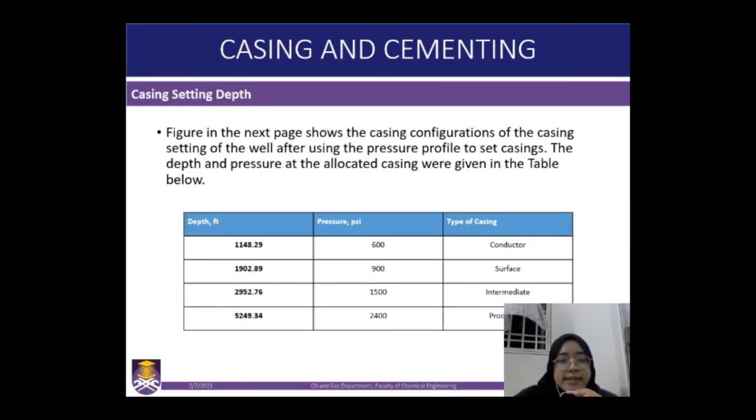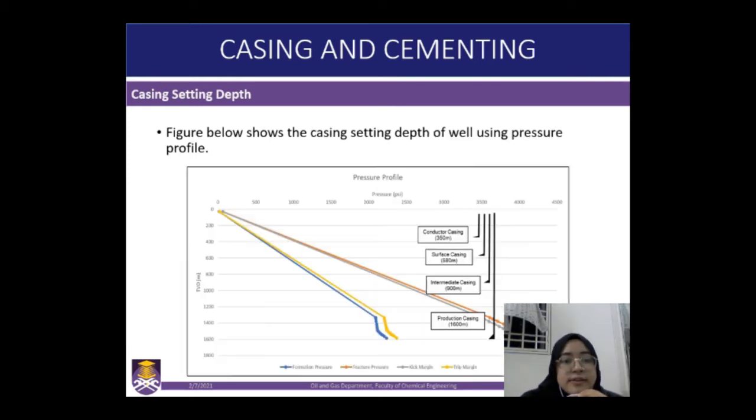From here, we can see that the table shown is actually the depth and pressure at the allocated casing that has been given. From the figure on the next page, it shows the casing configurations of the casing setting of the well after using the pressure profile to set the casings. The figure below shows the casing setting depth of the well using the pressure profile.